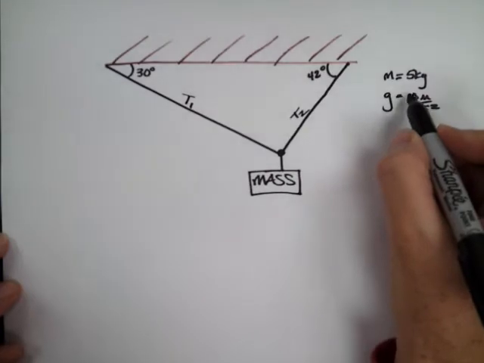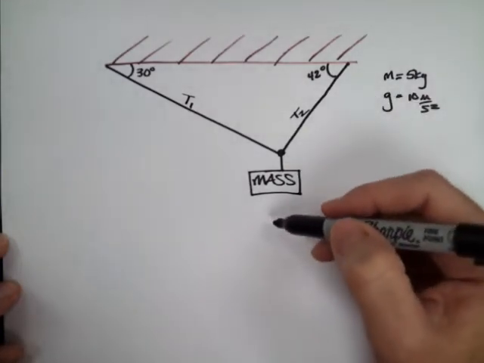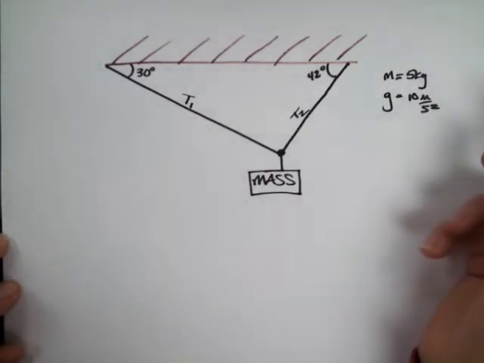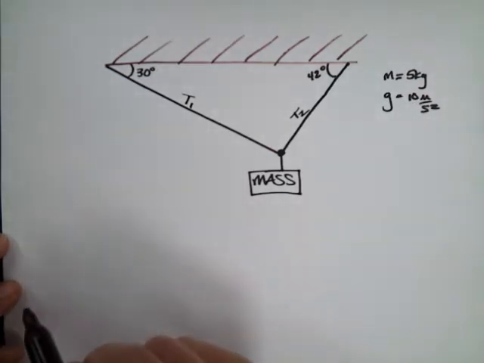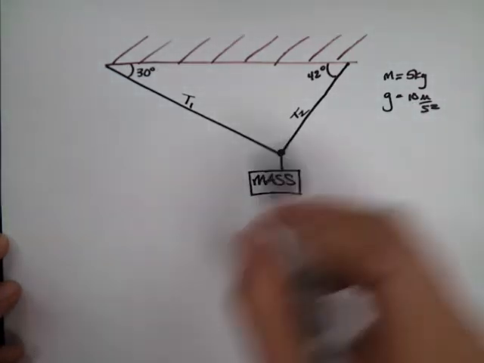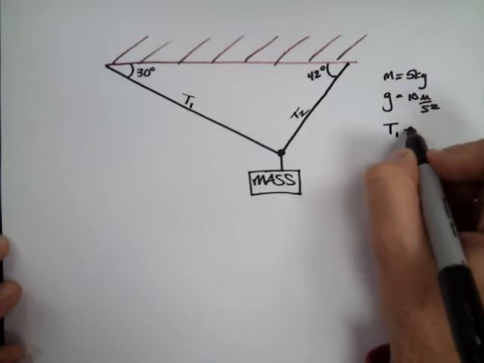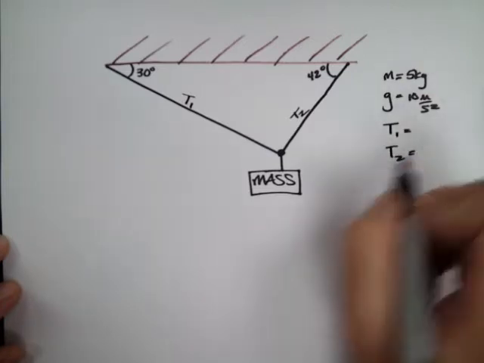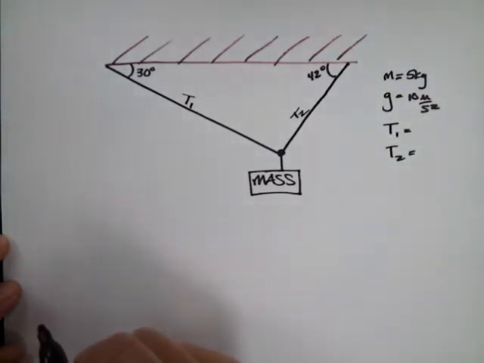This is technically negative because we're going to put our forces in and they're going to show the direction. I'm just showing it as positive, but that's technically a negative. We want to know what T1 is and what T2 is, and we're going to have to break this into components.